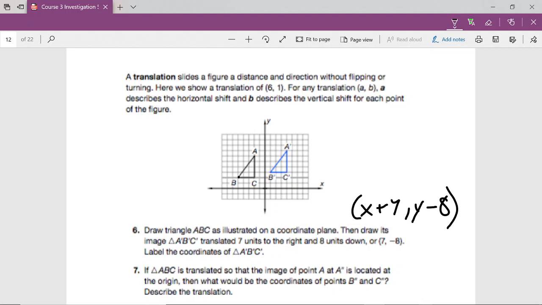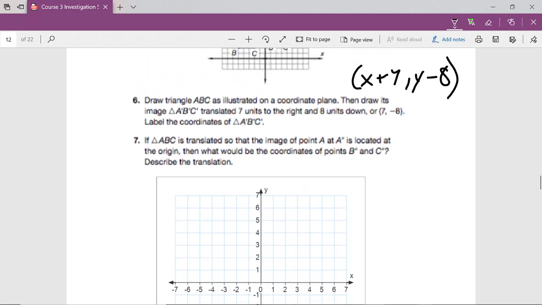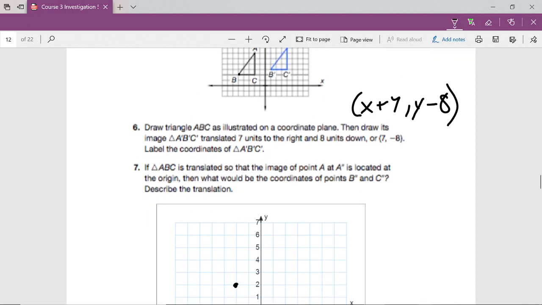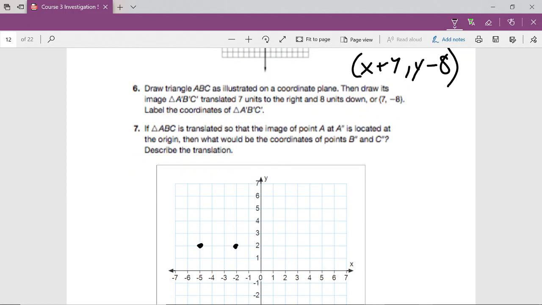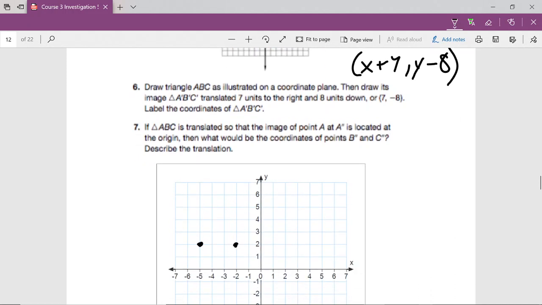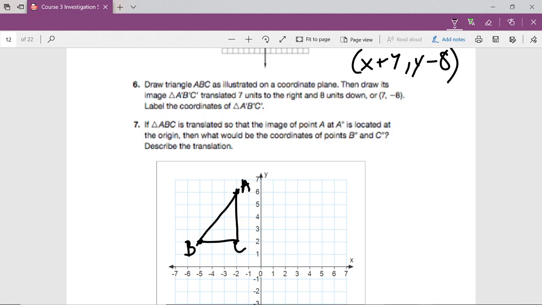You can do this by actually counting out all of those squares, or you can do it by actually finding the coordinates and plotting those. So let's just draw ABC again. And let's see, B is at -5, 2, and A is at 2, 6. All right. Here's my original, and now I need to move it 7 units to the right, 8 units down.